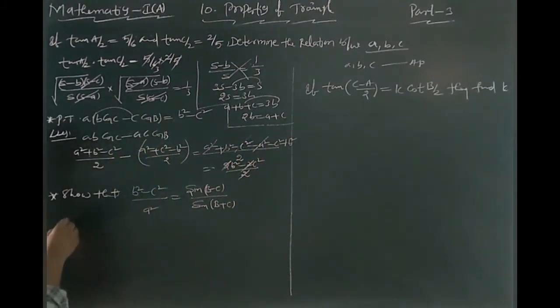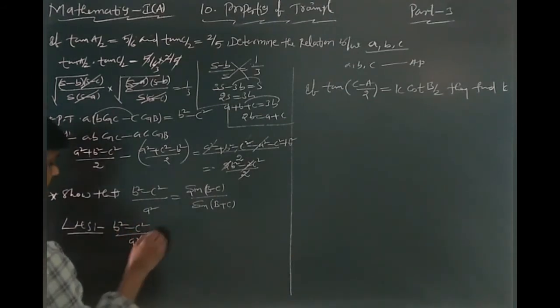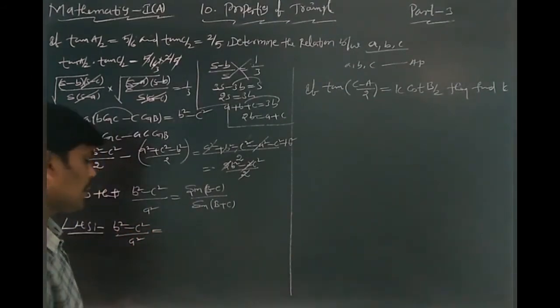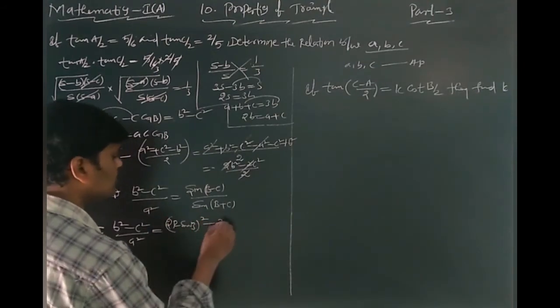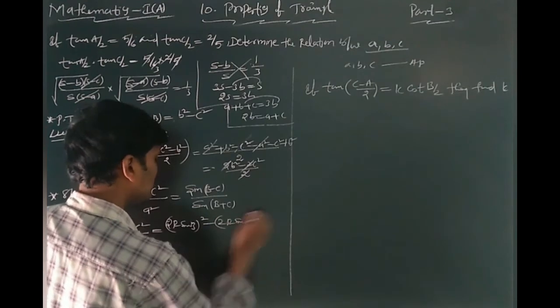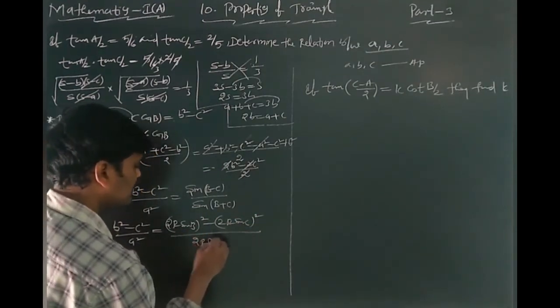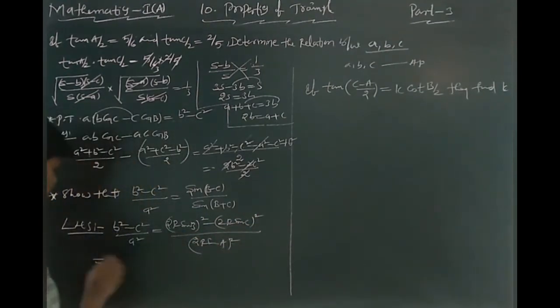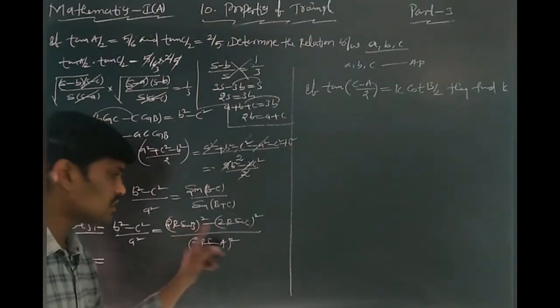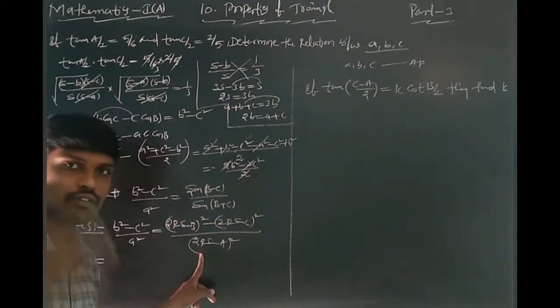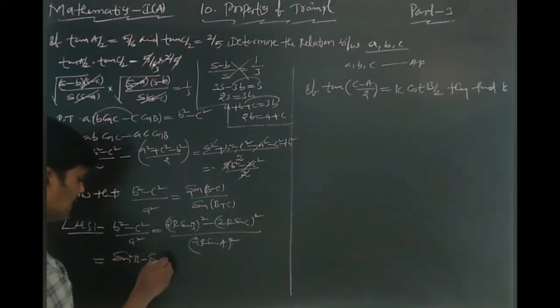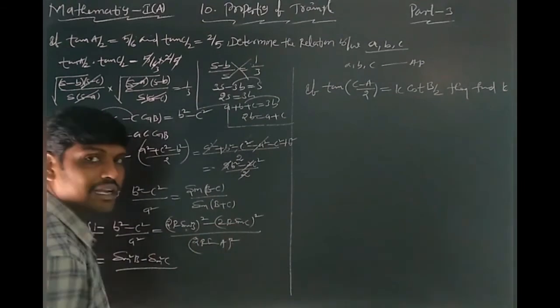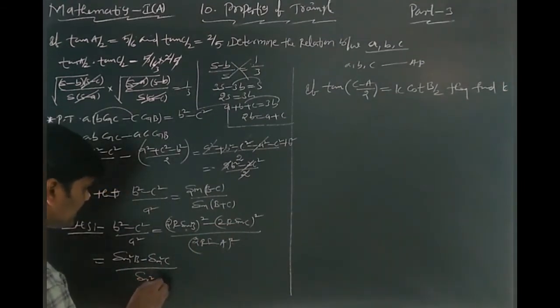Next, here also we have to take the LHS part: (b square minus c square) by a square. By using the sine rule, b is equal to 2r sin B whole square, c is equal to 2r sin C whole square, whole by a equal to 2r sin A whole square. Here you can write (2r) whole square as 4r square. It totally cancels. Remaining what? Sin square B minus sin square C by sin square A.